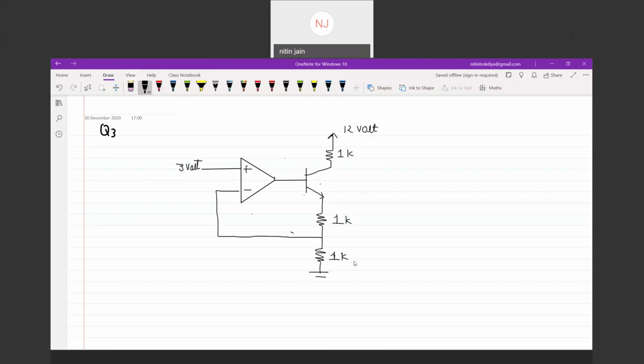This is our circuit. What they are saying is to find the voltage across V emitter. What is the voltage across this terminal? V out. This is V out.